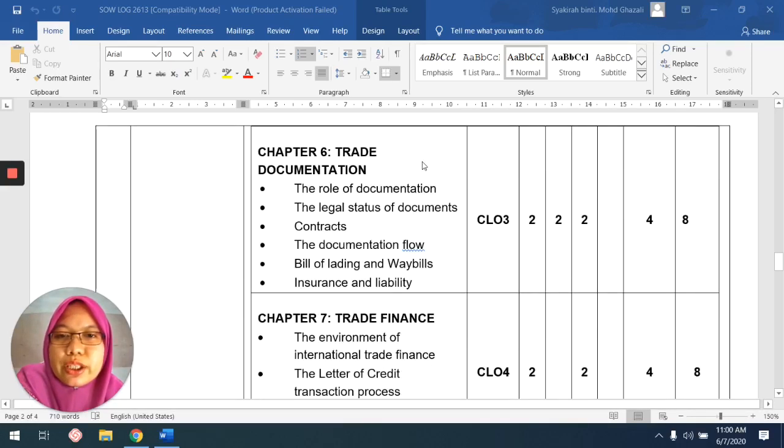For chapter 6, we will cover trade documentation. Here we will learn about the types of documentation needed for international trade or international logistics. We can see here the roles of documentation, the legal status of the documents, and contracts. The documentation flow, bill of lading. What is a bill of lading? What are waybills? Insurance and liability.